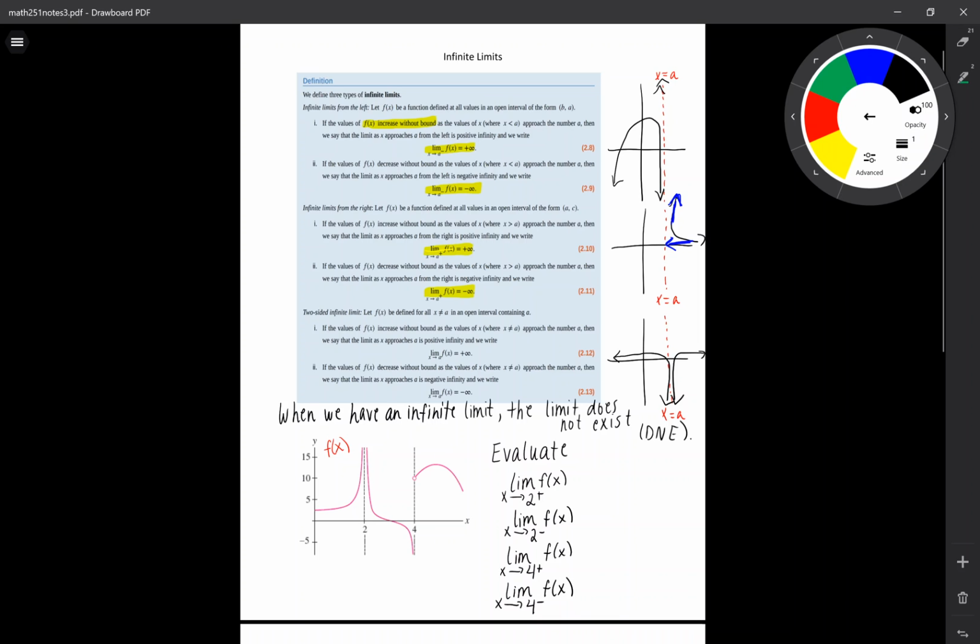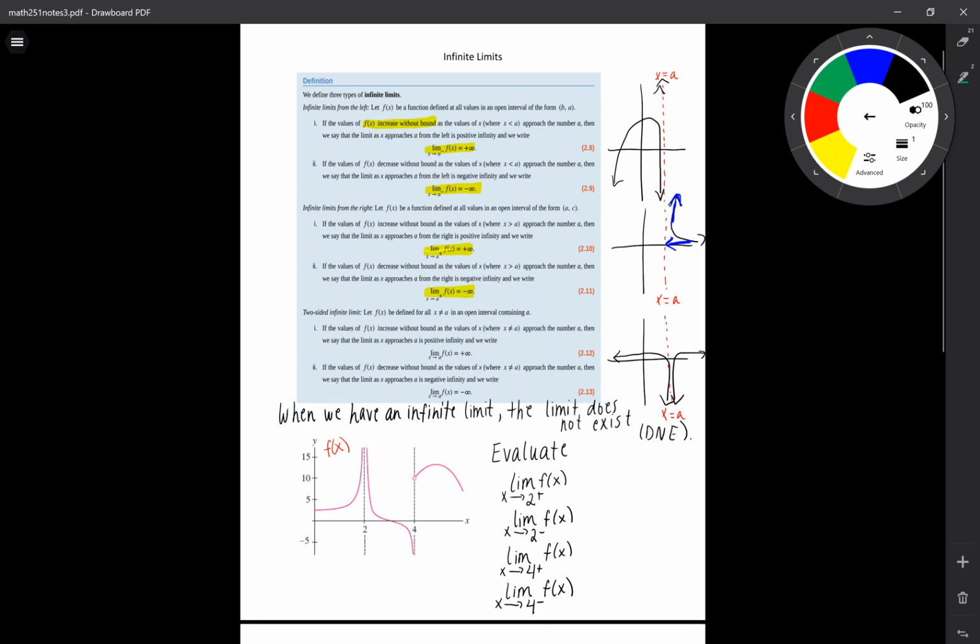That's because it's not approaching a particular number, right? If we think back to our previous definitions, that y value had to approach a number L. But in this case, we're not approaching a number L. We're getting really, really big. We're going to infinity. So therefore, the limit does not exist.